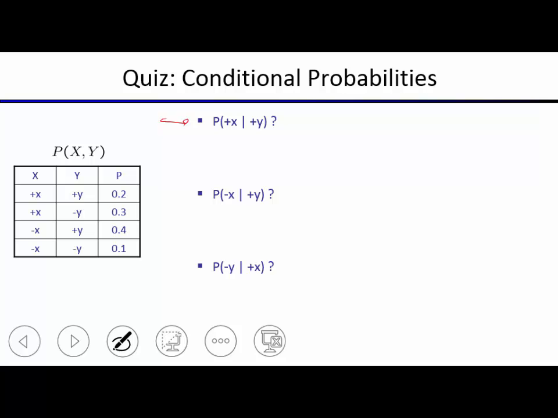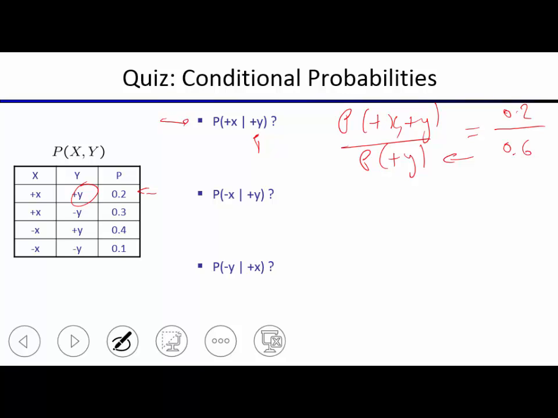Any thoughts? I'm hearing some 1/3. Any other suggestions? Okay, so how do we get there? The probability of plus x given plus y is the probability of both plus x and plus y being true divided by the probability of plus y. Keep in mind the one at the bottom here is always the one in the back there. And plus x plus y is 0.2. And plus y appears here and here. That sums to 0.6, so we have 1/3.